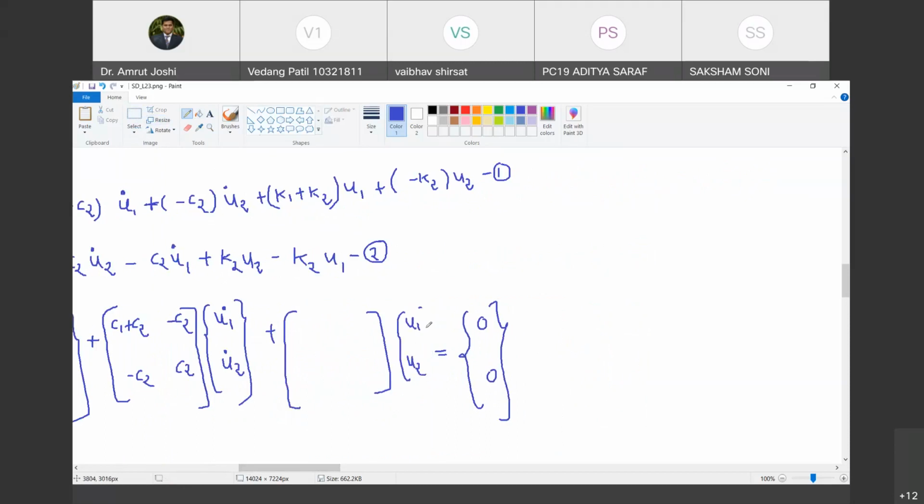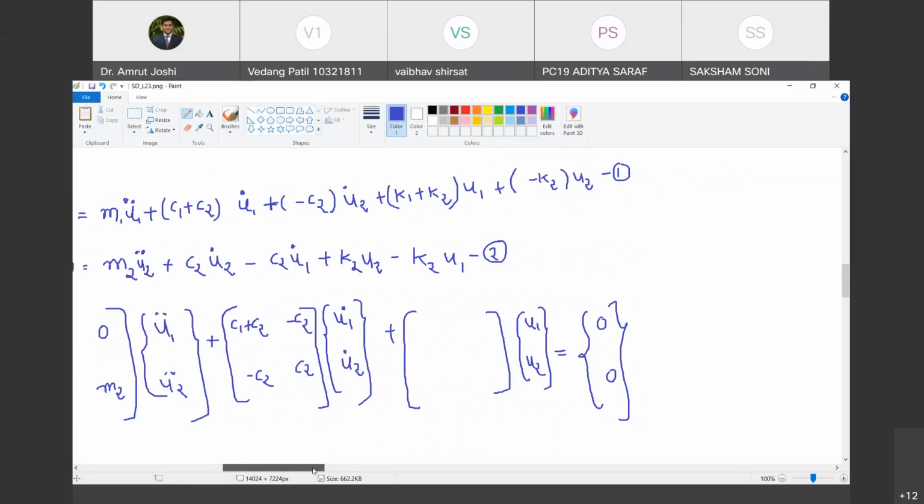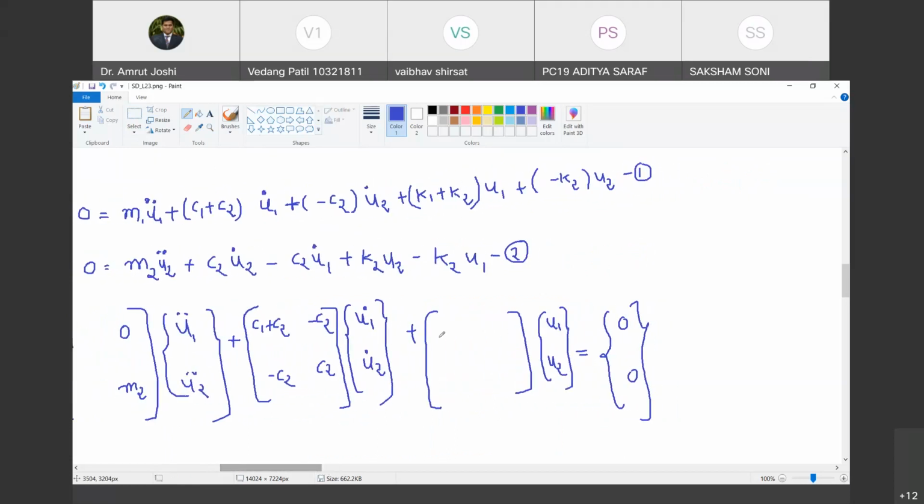What is the coefficient of u1 in the first equation? K1 plus K2. What is the coefficient of u2 in the first equation? Minus K2. What is the coefficient of u1 in the second equation? Minus K2. And what is the coefficient of u2? Plus K2.